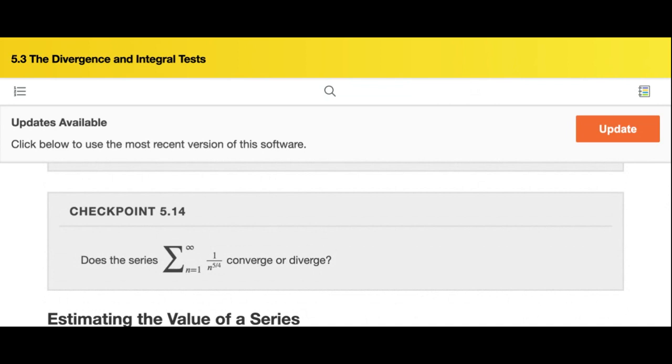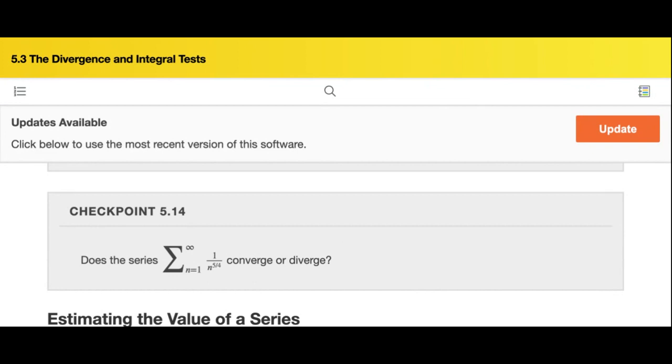This one converges, right? Why? What's p? p is 5 over 4. It's greater than 1, so it converges. And then we can calculate the number it converges to. It converges to 1 over 5 over 4 minus 1.